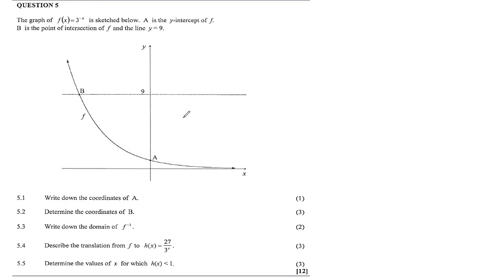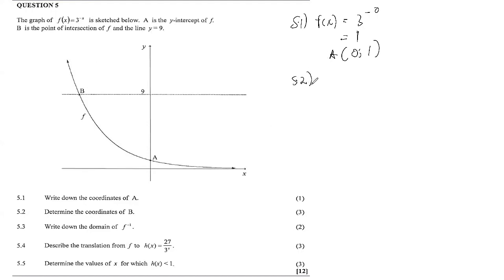So for A, we're just going to use the fact that A is the y-intercept, so we know that we make x 0. Using this equation, it will be as simple as saying 3 to the exponent of 0, and any number to the exponent of 0 is just 1. So therefore A is (0; 1). Always note that your A, for a graph like this, is always 1 unit above the asymptote, your x-axis line.